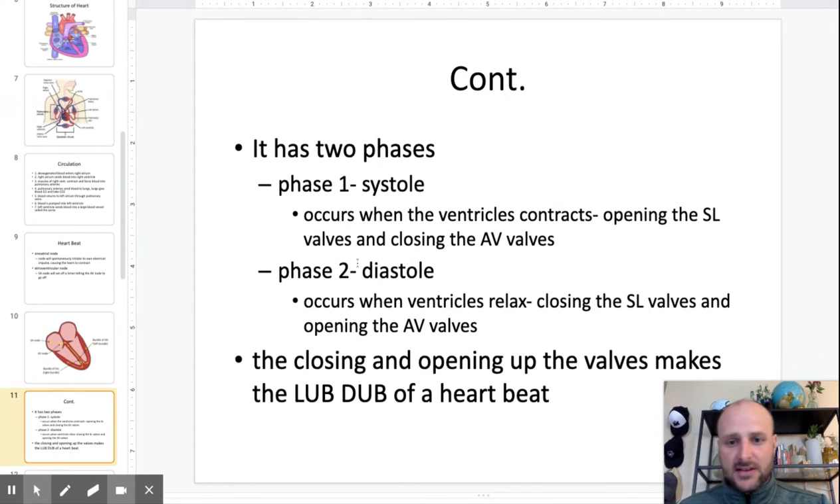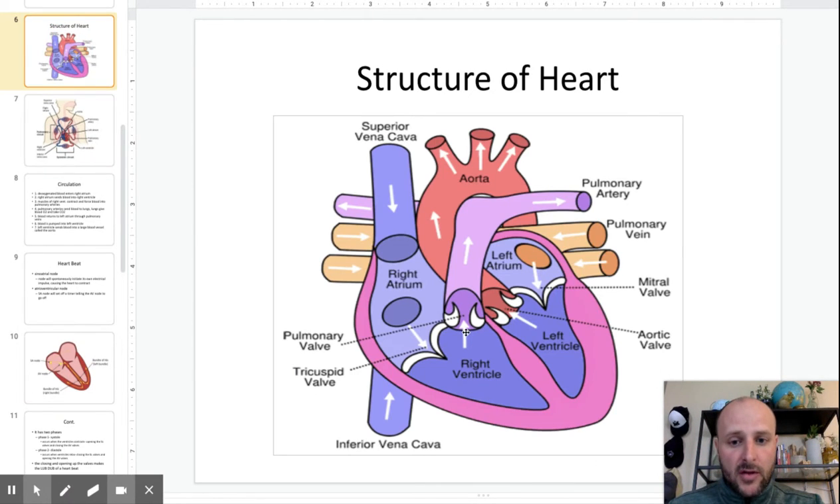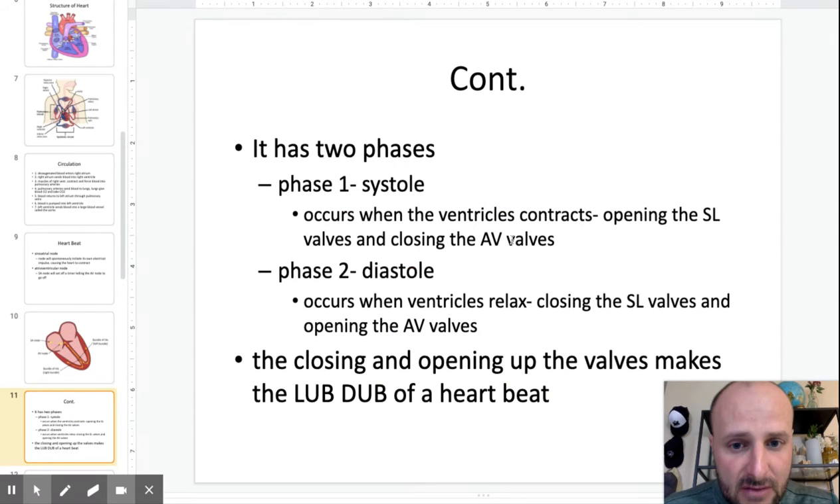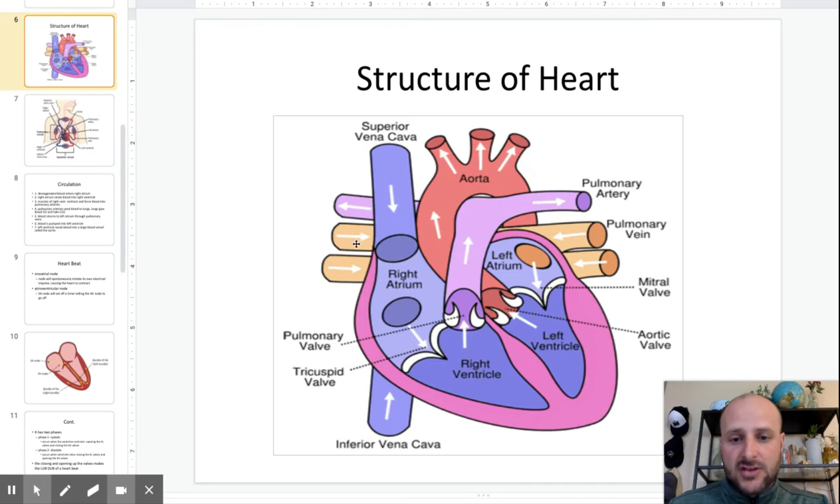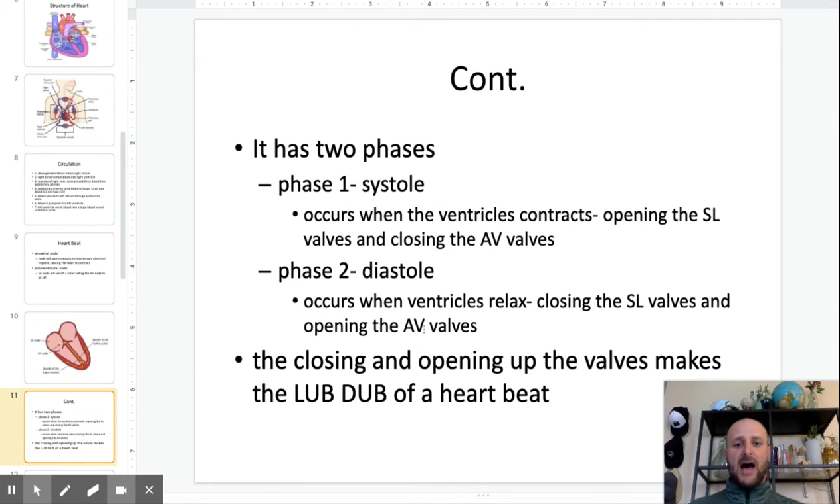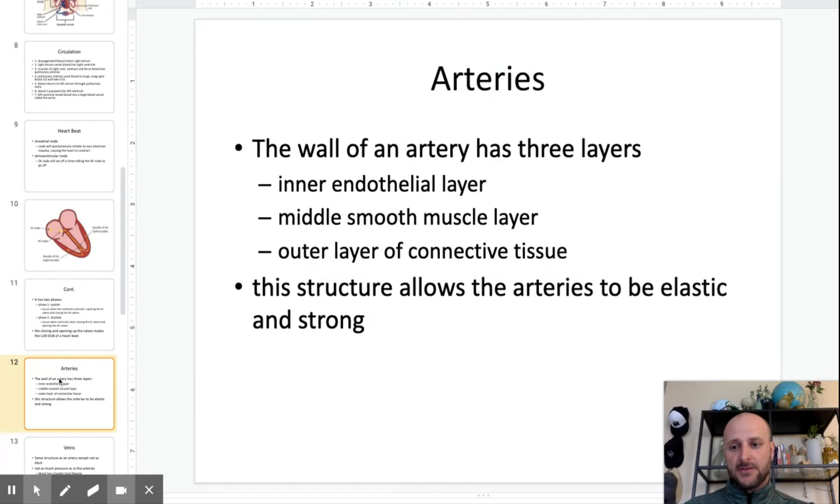So if we go back to this slide, you can see during phase one, it says the opening of the SL. Well, that's talking about the aortic and, right here, the pulmonary valve. And if you come back to it, when it talks about the AV valves closing, it's talking about the tricuspid and the mitral one. So those valves closing together, snapping shut, actually create the lub-dub, lub-dub, lub-dub of a heartbeat. So that's a little bit about the valves.